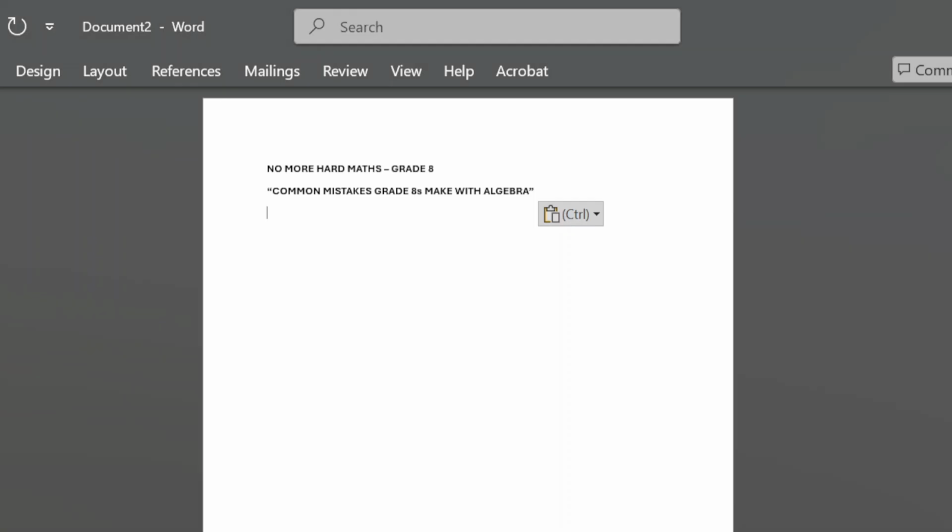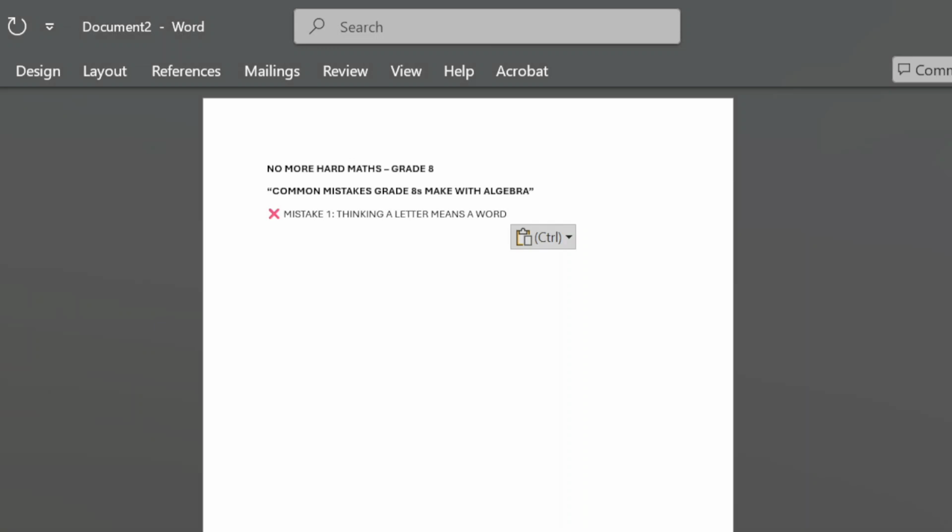Today, we're looking at common mistakes learners make when working with algebraic expressions and equations. If algebra feels confusing, chances are you're making one of these mistakes, and that's okay. Let's fix them, right?